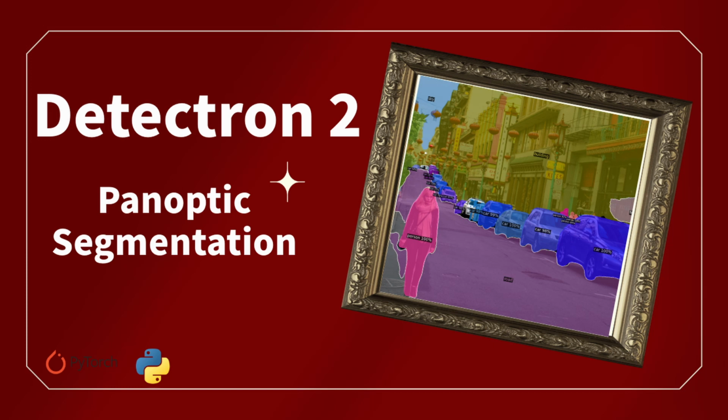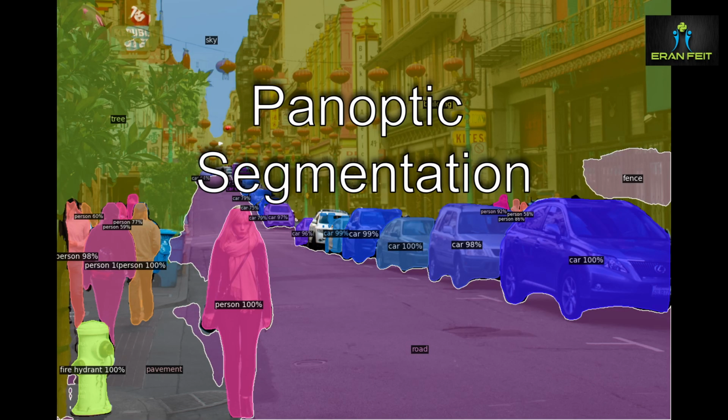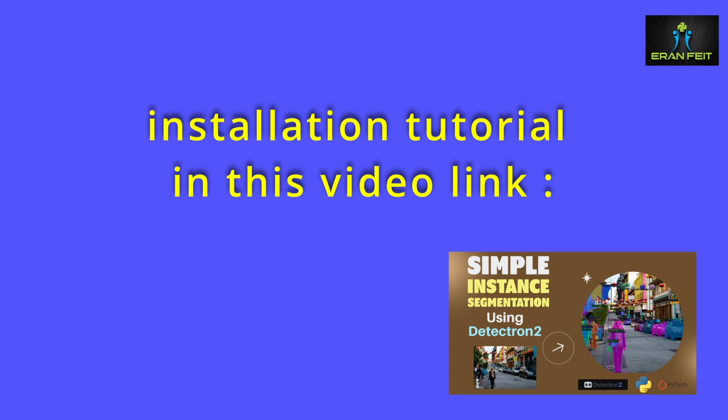Hi, today let's cover both instance segmentation and semantic segmentation. This means panoptic segmentation. So this would be our original image, and this would be a panoptic segmentation based on this image.